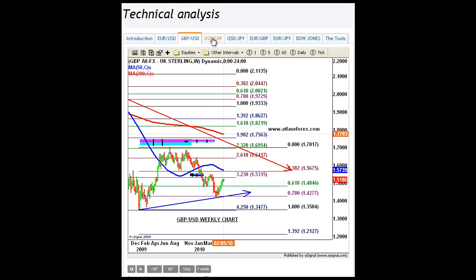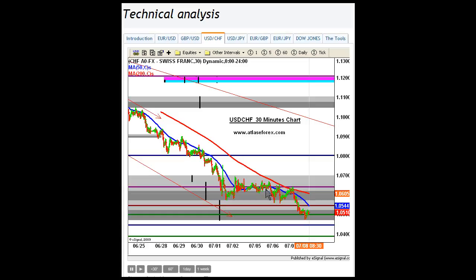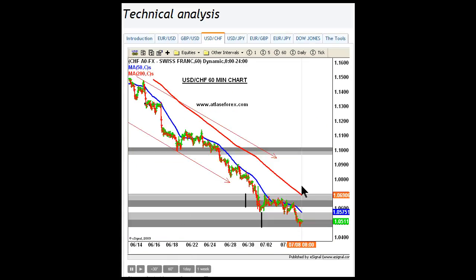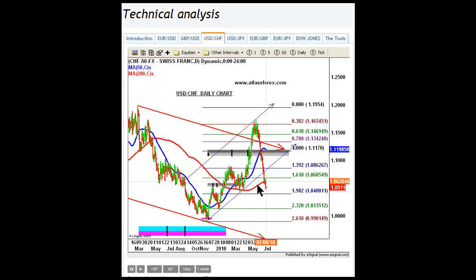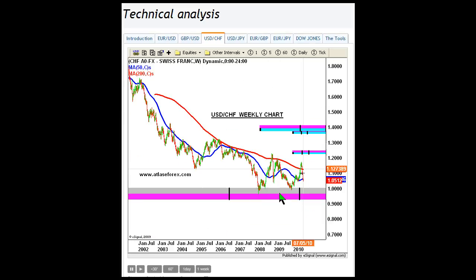Next pair, USD Swiss franc. USD Swiss franc 30-minute chart. Well, you know, the depression of the 50 moving average continues. 60-minute chart, again the same. You see the 200 moving average going all the way straight down. One day we broke the 200 moving average. 1 week, well, here too we broke the 50 moving average.